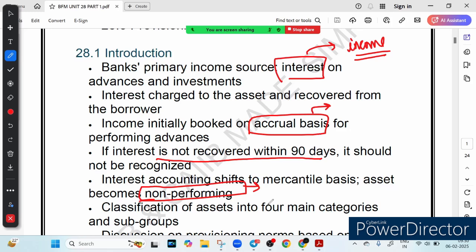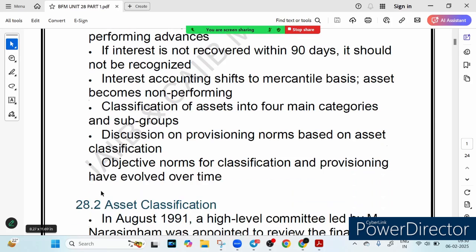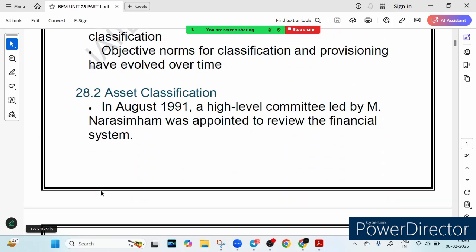We have discussed the accrual system of accounting just now. Now let's discuss the next point that we have, classification of assets into four main categories and subgroups. This is what we are going to discuss now, that is called asset classification.